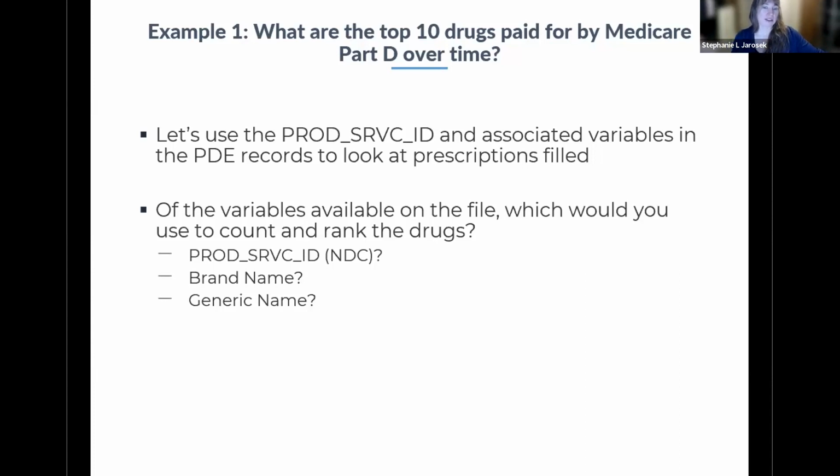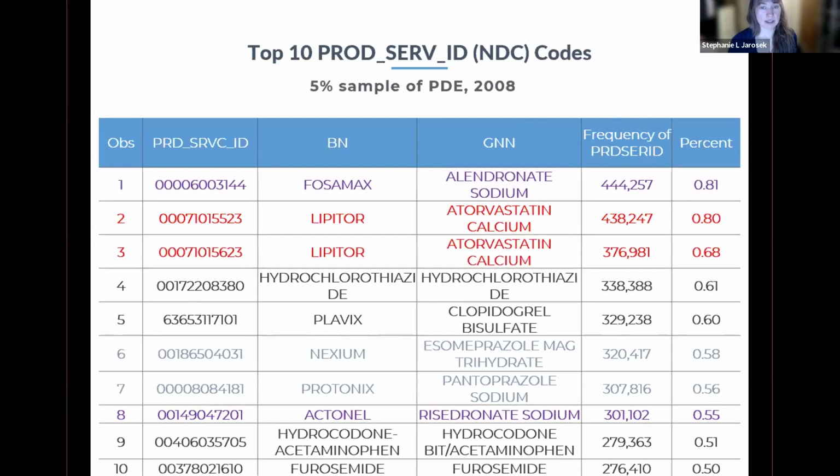You can imagine that maybe if you're looking for a type of drug overall, generic name would include multiple different brands, perhaps of the same type of drug, and then you'd be bundling them together if that's how you were searching. So this is what we would get if we were looking at the top NDC codes. And you can see that one of the limitations of this approach is that there are two different formulations of Lipitor that show up as second and third.